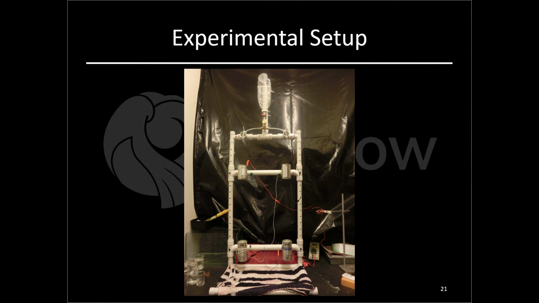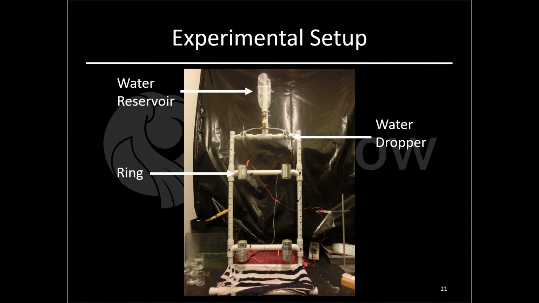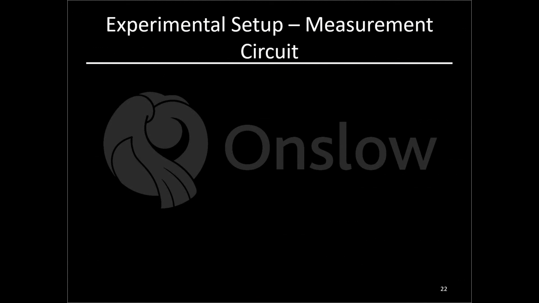So this is my experimental setup. There's a water reservoir at the top that I would fill up with a certain amount of water. There's then water droppers, the rings and the collectors. When I perform the experiment, I would let the reservoir run until empty. The frame is made of PVC, so it's an insulator and doesn't allow much charge to flow. And the rings and collectors are conductive metal cans.